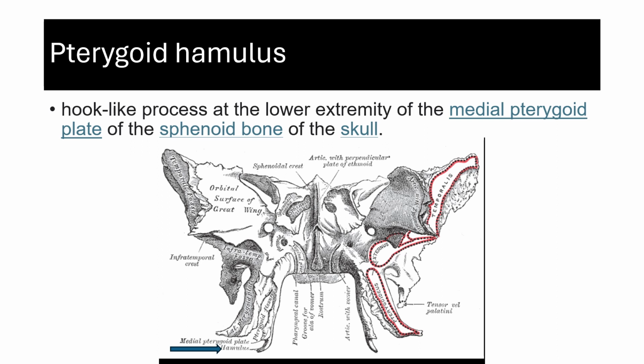So now we will study the pterygoid hamulus. As we can guess from the name, it is a part of the pterygoid process. Which part of the pterygoid? The medial pterygoid plate. So the pterygoid hamulus is a hook-like process at the lower extremity of the medial pterygoid plate of the sphenoid bone.